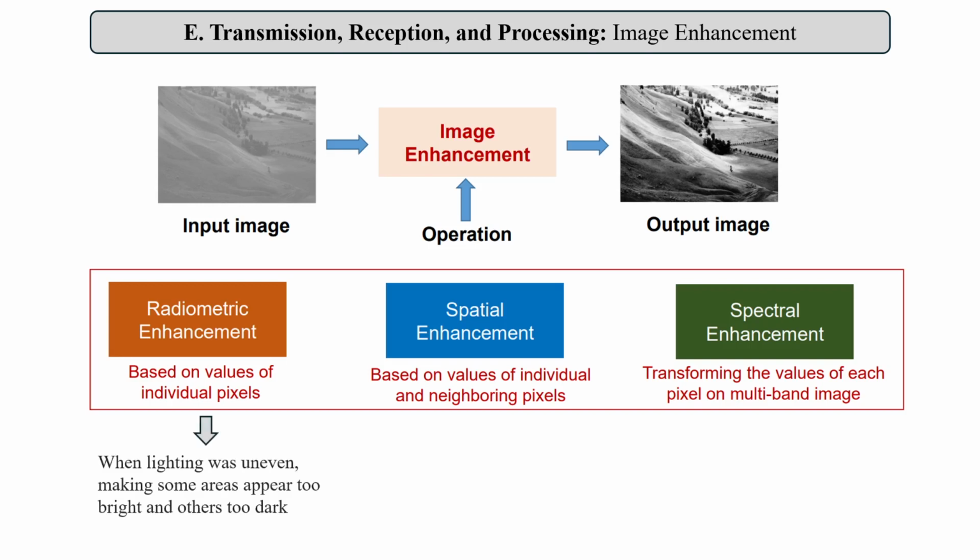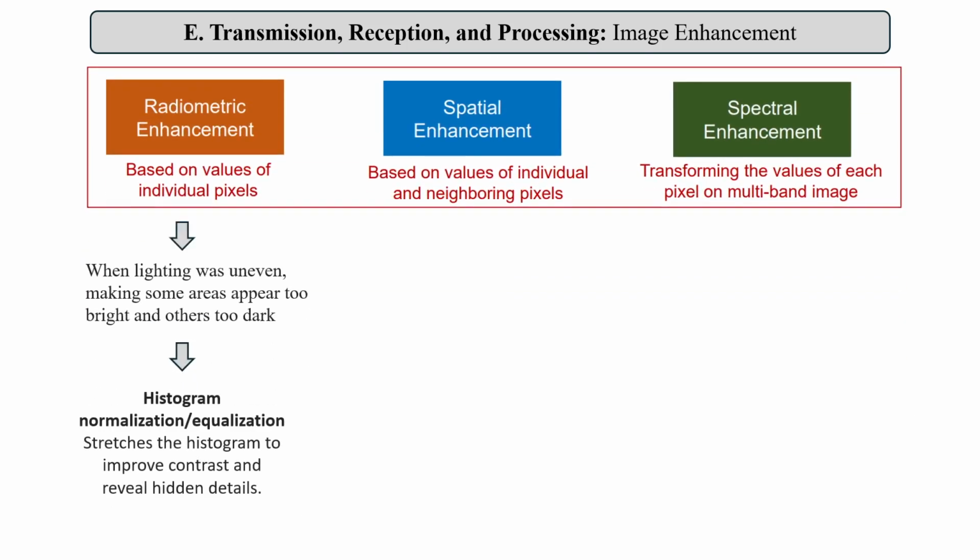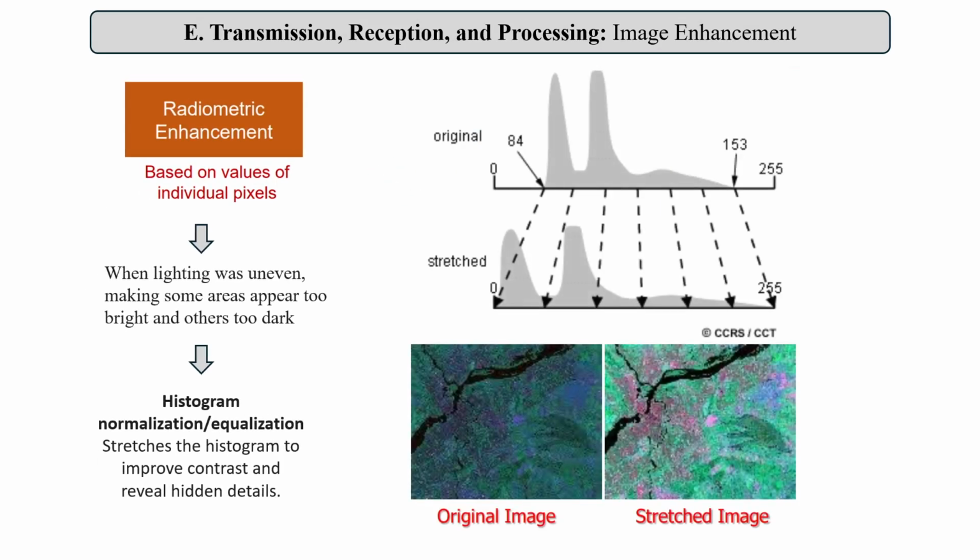Suppose the lighting is uneven, so some areas can appear darker and some can appear brighter. For this type of raw image, what we can do is contrast stretching, histogram normalization, or equalization. So there is this one example.